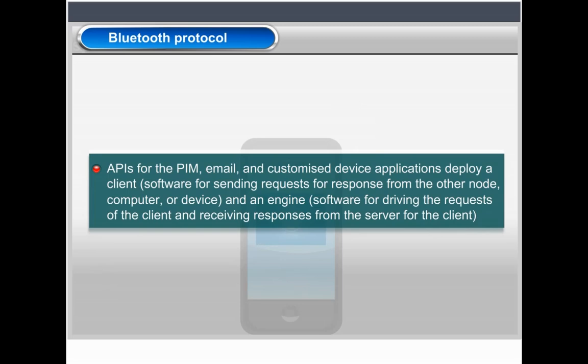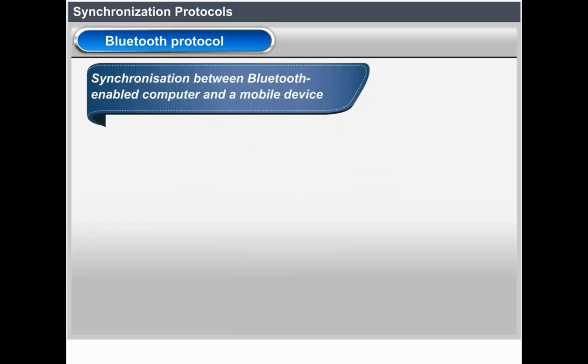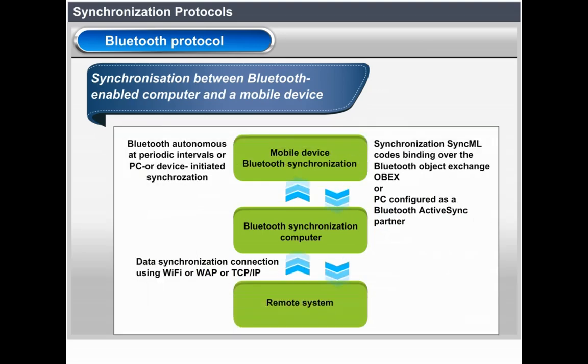APIs for the PIM, email, and customized device applications deploy a client, software for sending requests for response from the other node, computer or device, and an engine, software for driving the requests of the client and receiving responses from the server for the client. The figure below shows synchronization between a Bluetooth-enabled computer and a mobile device.